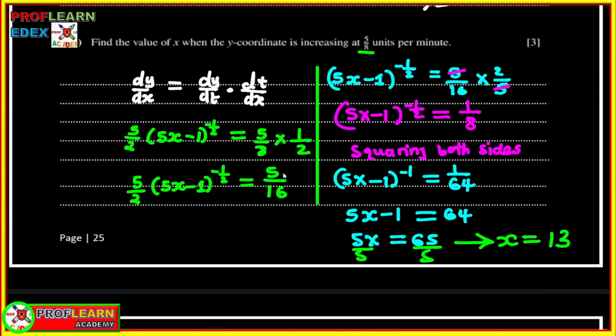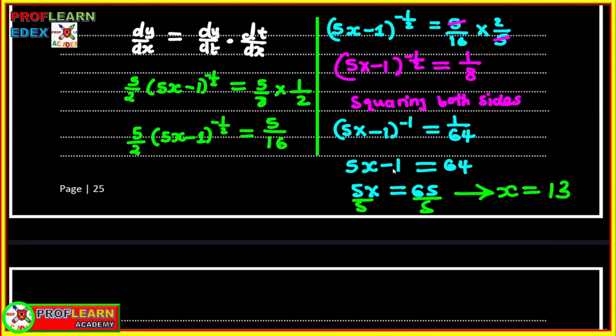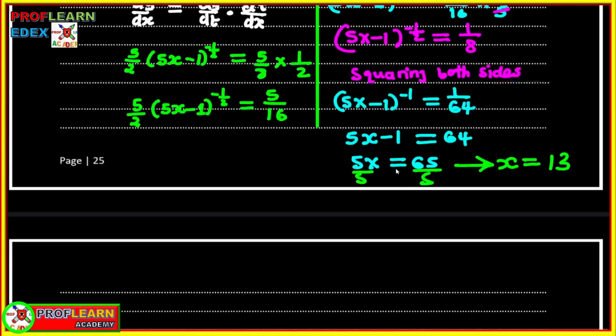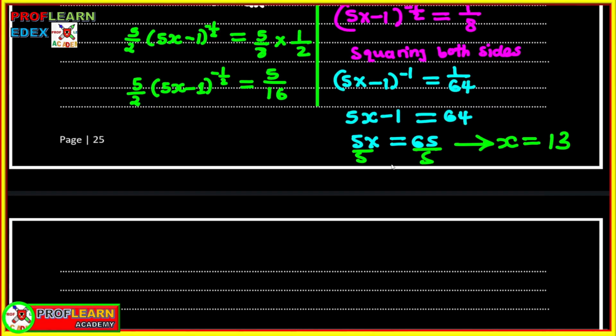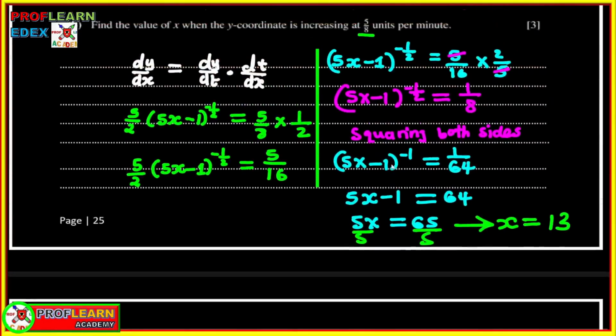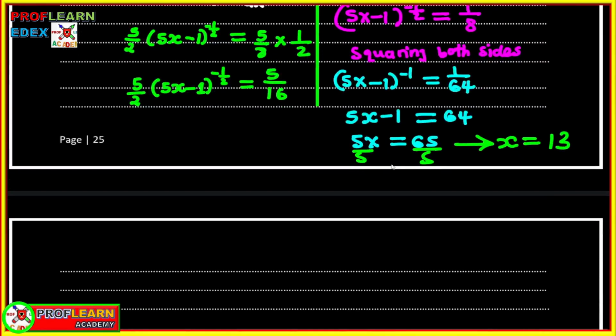If you simplify this, you are going to get 5x minus 1 raised to power negative 1 over 2 equals 1 over 8. Squaring both sides, we reduce the equation into this, and then we simplify further and get the value of x to be 13. Right.